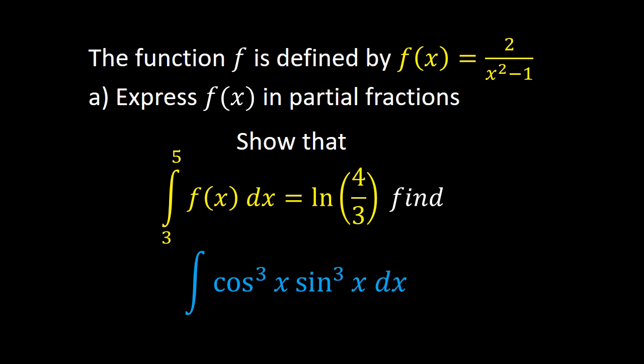In this video, friends, we shall be looking at this question I have here on screen. It's probably a question from 2019. The question is to show that the function f is defined by f of x equals 2 over x squared minus 1. The (a) part wants us to express f of x in partial fractions and show that the definite integral from 2 to 3 of f of x dx is the same as the natural log of 4 over 3. And the next part wants us to find the integral of cos cubed x sine cubed x dx.